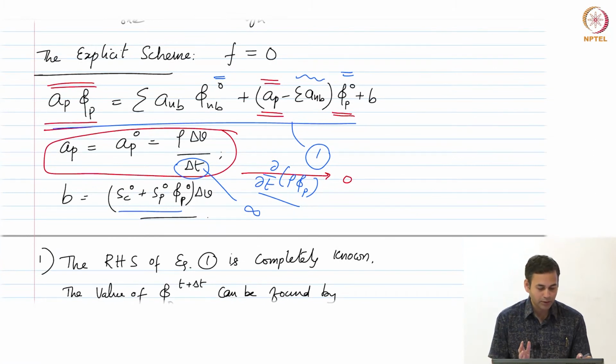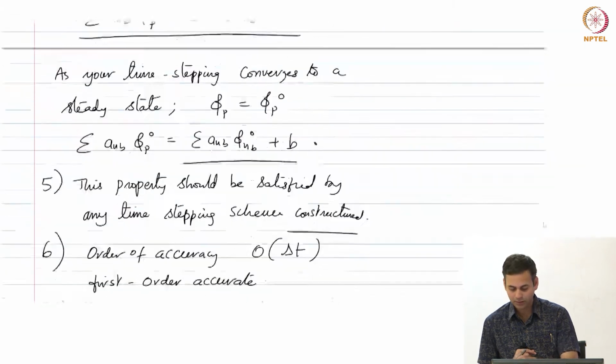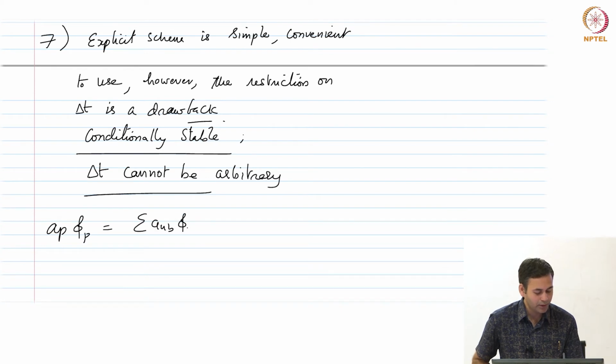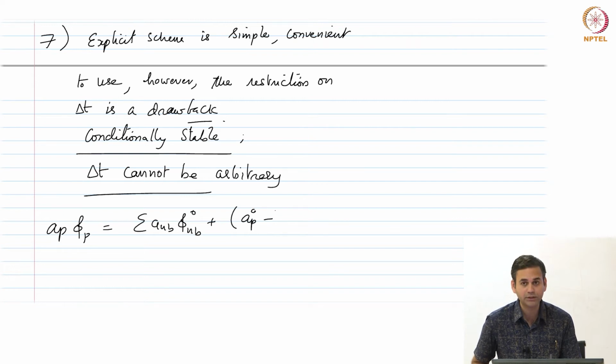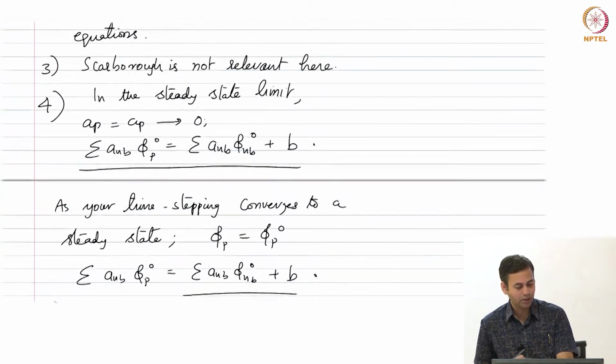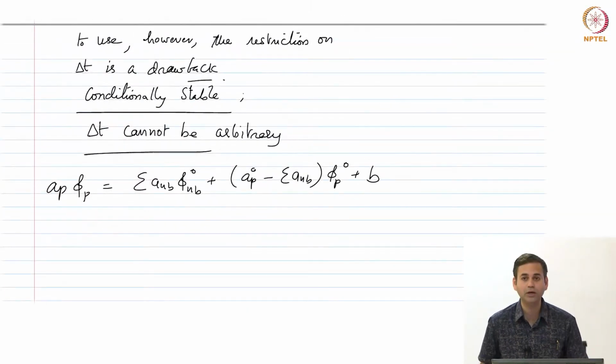So, if you look at the equation, I will just write it down again. Can you help me write it? It has become messy. So, a_P phi_P equals sigma a_nb phi_nb^0 plus (a_P^0 minus sigma a_nb) times phi_P^0 plus b. Is that correct? Yes, that is right. So that is the equation we have for the explicit scheme.